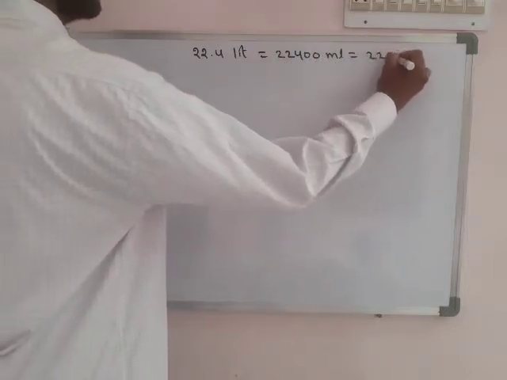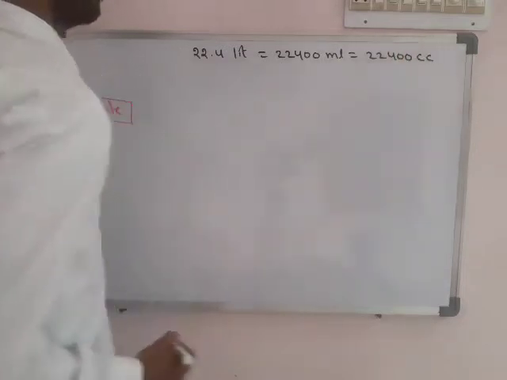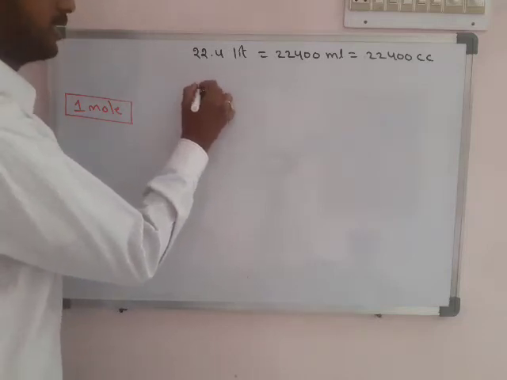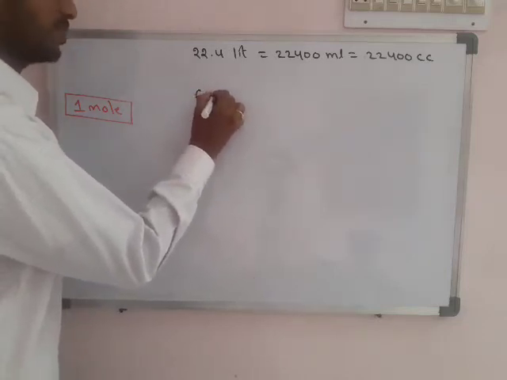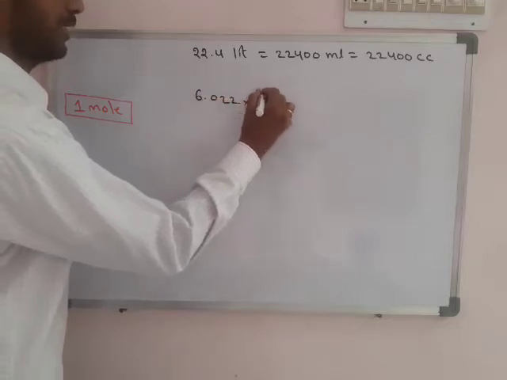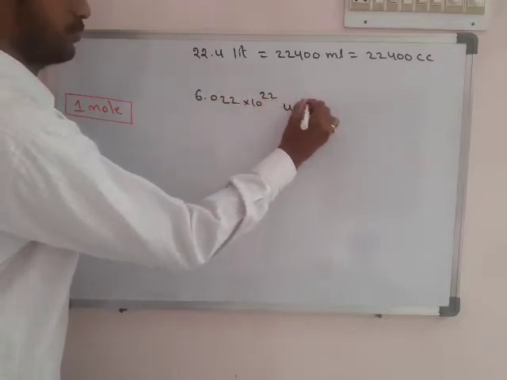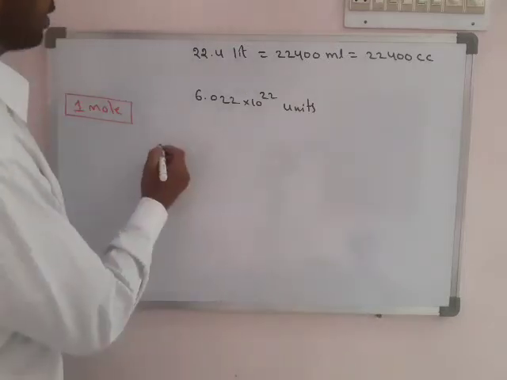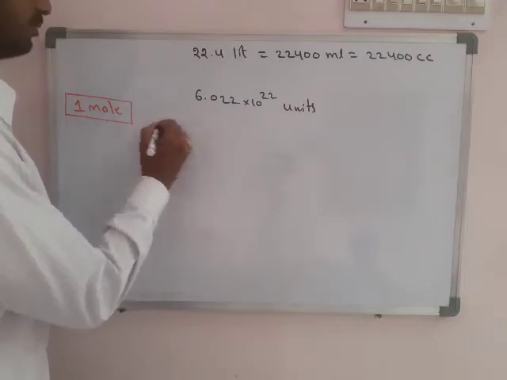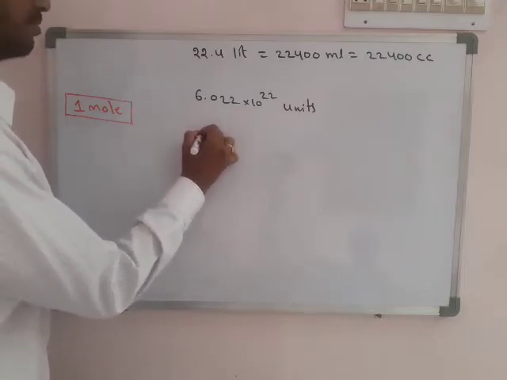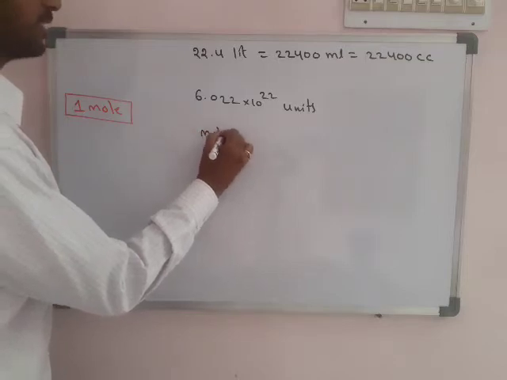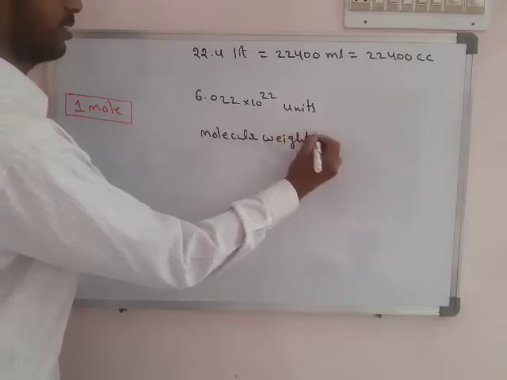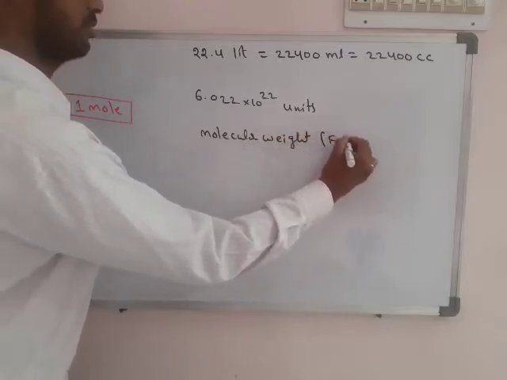A milliliter is numerically equal to a cubic centimeter. Next, 1 mole equals what number? We know the Avogadro number, that is 6.022 into 10 power 23 units. Units means molecules, atoms, whatever it is. Next, what is the mass? Mass is equal to, for molecules, the molecular weight.